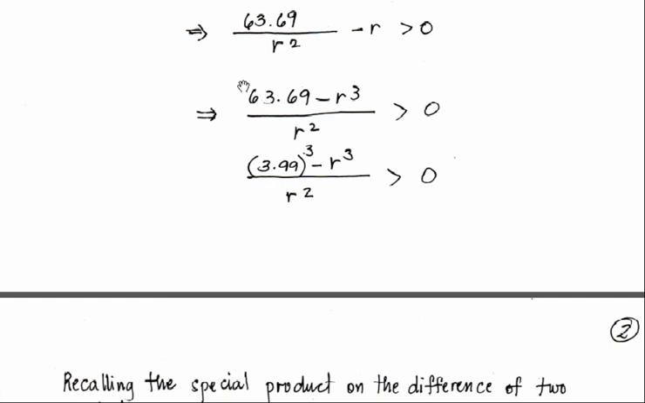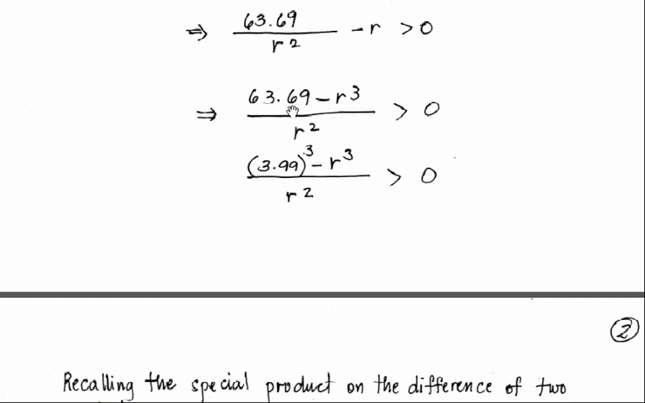So, getting the cube root of this. Because by just simply looking at this, we have a hint that the numerator is a difference of two perfect cubes. So let's find the cube root of 63.69. Take note, 63.69 is almost closer to 64. So we expect that the cube root is also closer to 4.